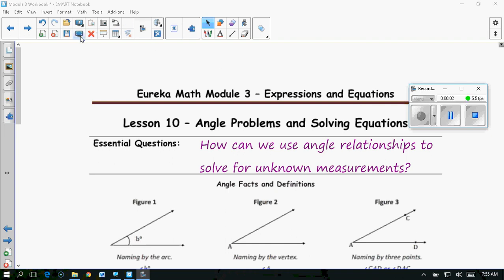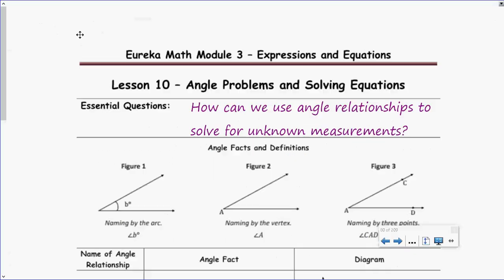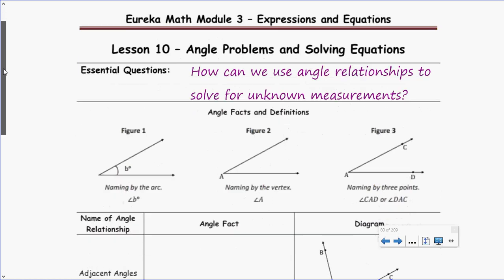Hi everybody, this is Lesson 10, Angle Problems in Solving Equations. How can we use angle relationships to solve for unknown measurements? So what we're doing is refreshing on how different angles relate to each other. What are the relationships between angles? And then how do we find a missing angle based on those relationships?